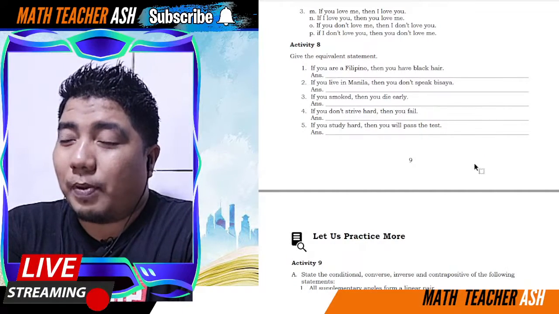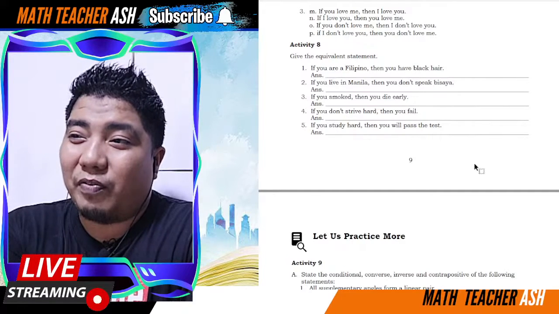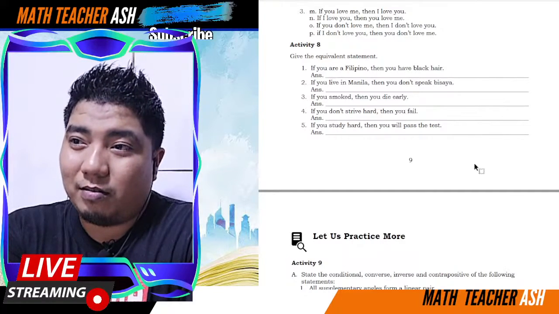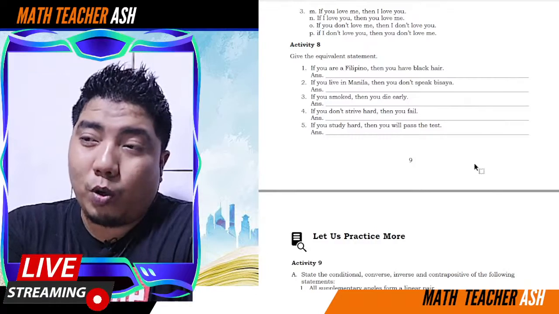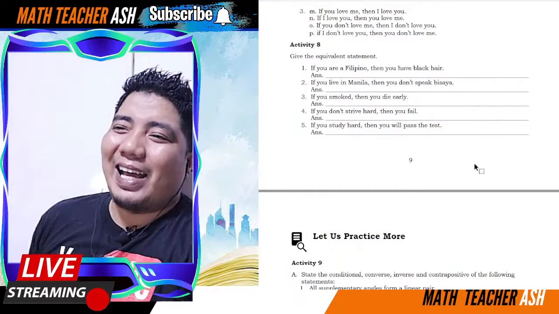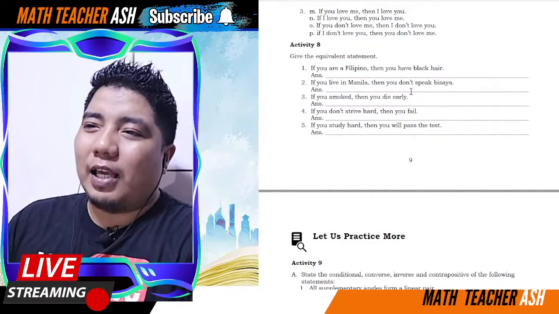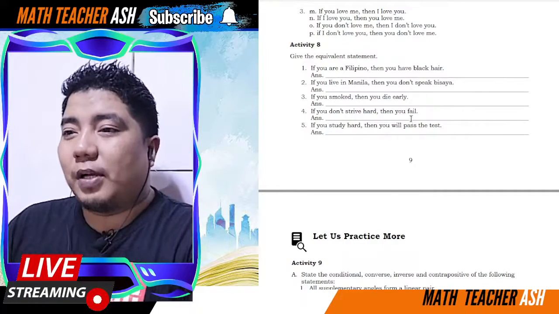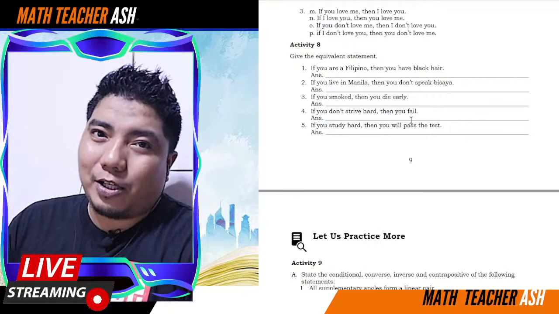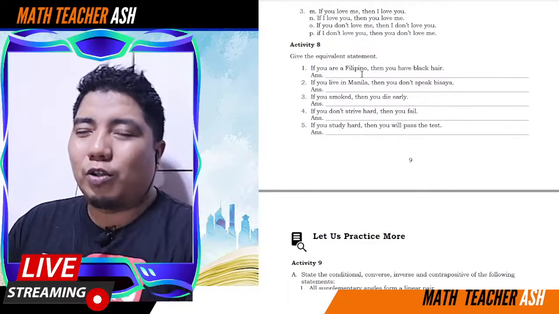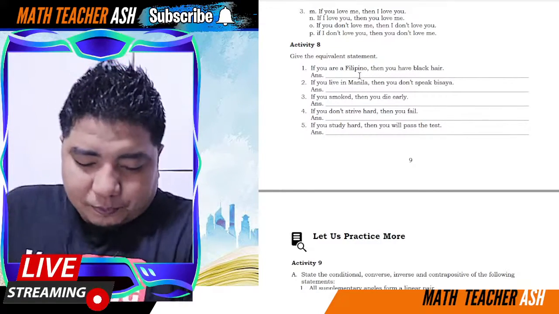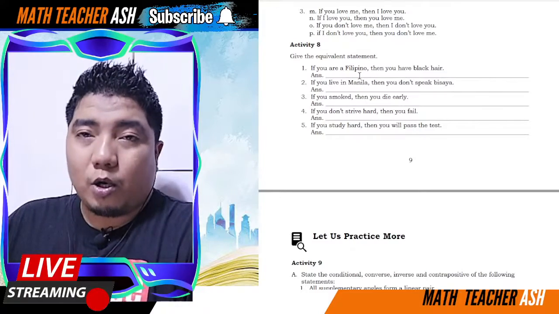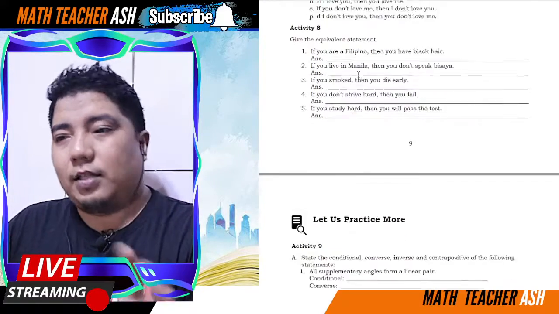Kunin natin ang contrapositive nito. If you don't have a black hair, then you are not a Filipino. Okay, so technically speaking, in order to get the equivalent statement of this one, you get the contrapositive of this one. Okay, my dear math learners, ulitin ko. Para masagot ninyo ito, kunin ninyo lang ang anong tawag diyan? Contrapositive ng Activity 8.